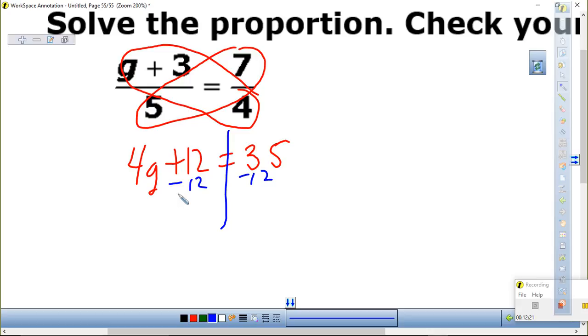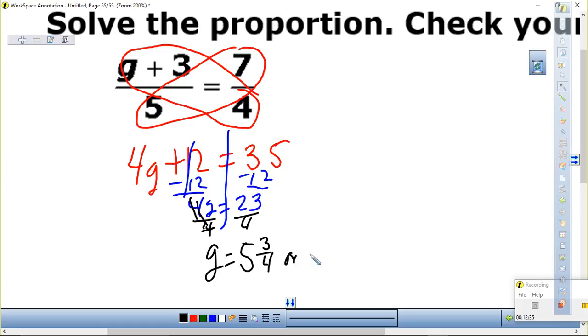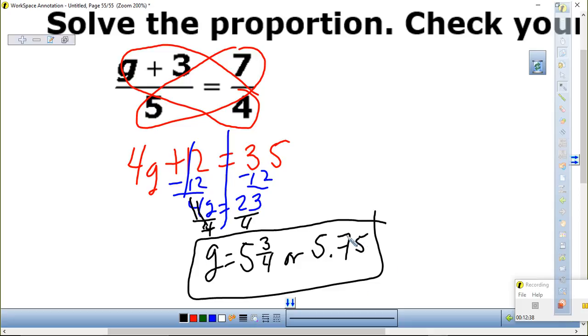Minus 12, minus 12. 4g equals 23. Divide by 4, divide by 4. Therefore, g equals 5 3/4, or 5.75. Have you got that? Okay, good. We got these, yes? No, I said or.